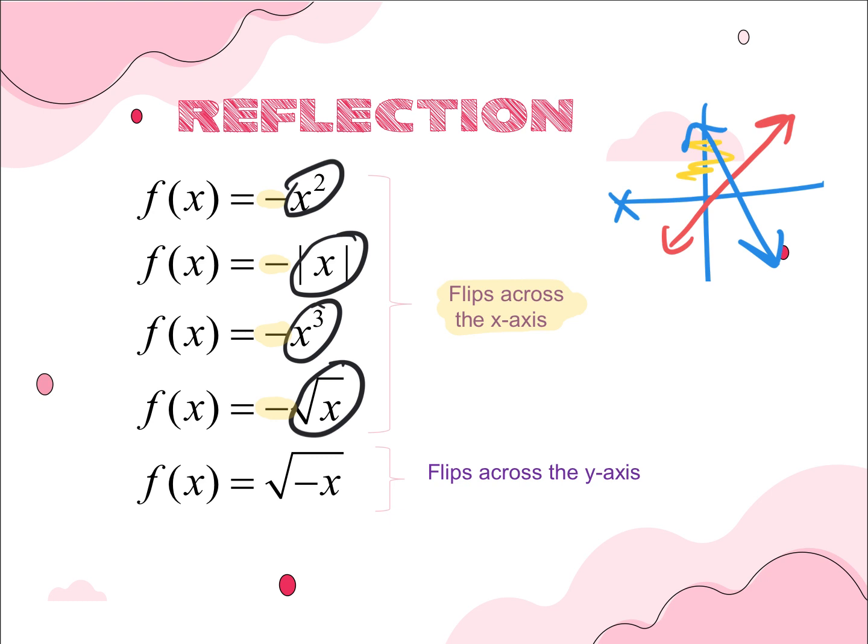So where, guys, do you have a negative that flips it from left to right, instead of top to bottom? Where does the negative need to be? Inside. That will move it from the left side to the right side, or vice versa. Okay, so let's practice a little bit.